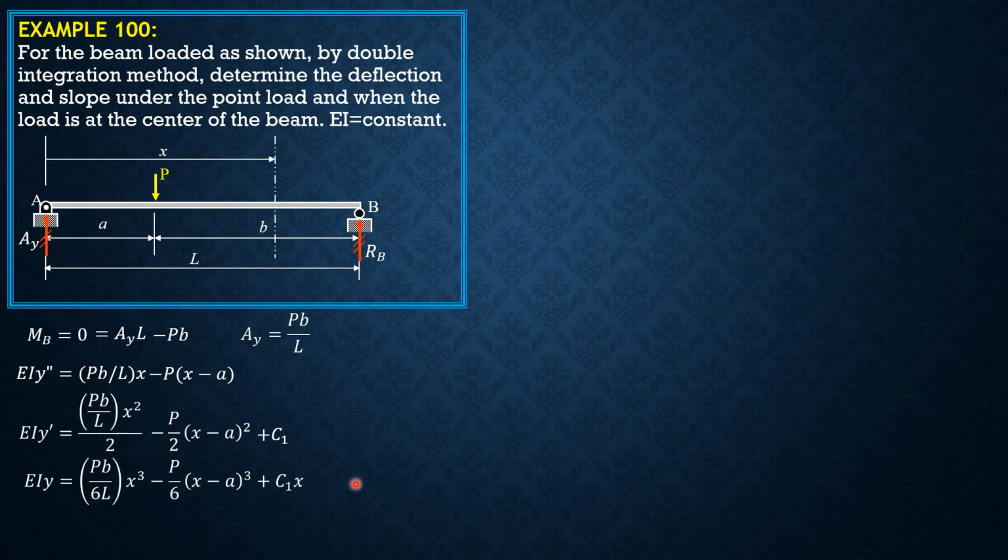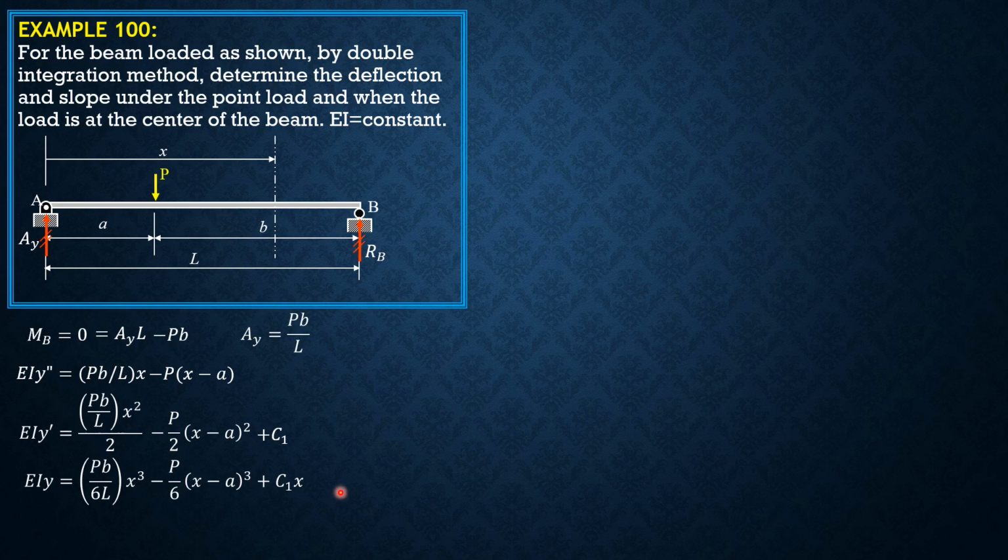There's no C sub 2 because the deflection at A is 0 when X is 0, so it's a waste of time if we put C sub 2 here. Anyway, when we evaluate C sub 2 after setting up the boundary conditions, it will still be 0. Remember the interpretation in the derivation of the double integration method.